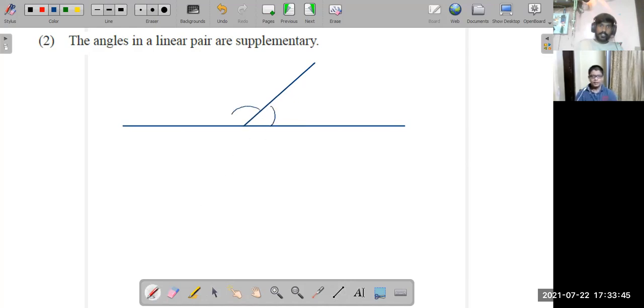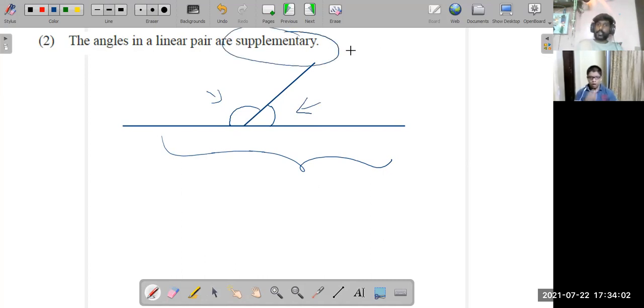angle and this angle, firstly, as you said, they have the same base and they lie on the straight line. So they are supplementary. They are a linear pair. These two angles will be called a linear pair, and angles in a linear pair are supplementary. Do you remember what the meaning of supplementary is?